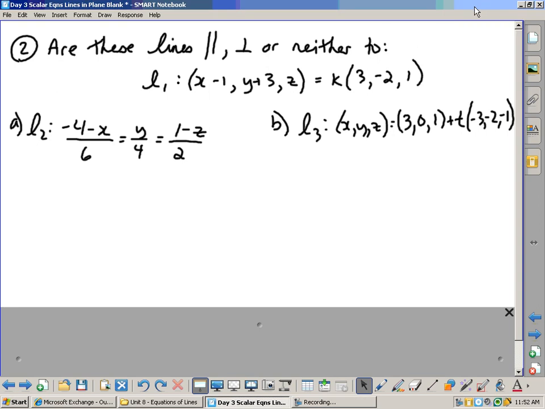Okay, so the second question that I'm interested in us examining is this idea. I'm giving you a line and I'm asking you if these other lines are parallel, perpendicular, or neither. So I'll give you a second to copy this down. As you do that, we'll just talk about how we determine if things are parallel, perpendicular, or neither.